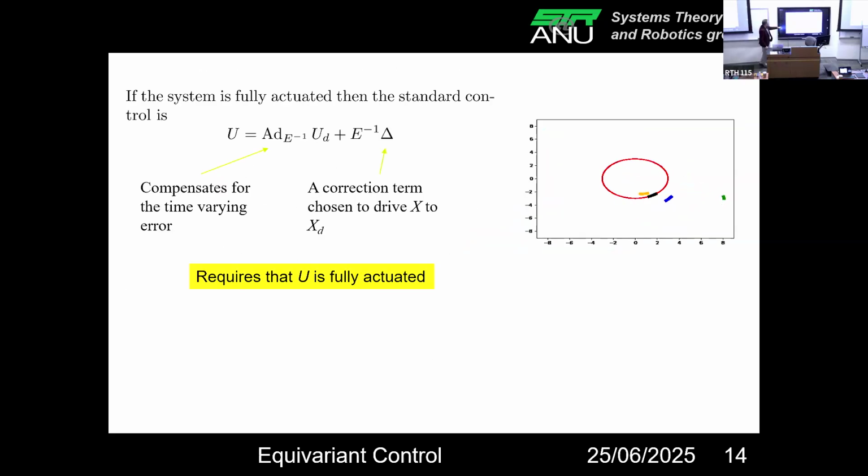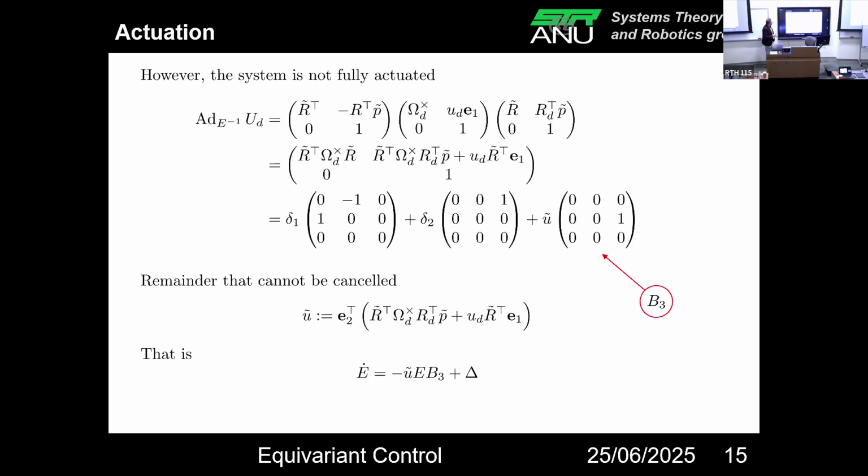So the obvious thing to do is to cancel UD with U, where this adjoint E is because the error was one left and one right, and then you get to do what you want with the delta. But that doesn't work because you're not fully actuated. So I've written this error out here, adjoint E to the minus 1 of UD.